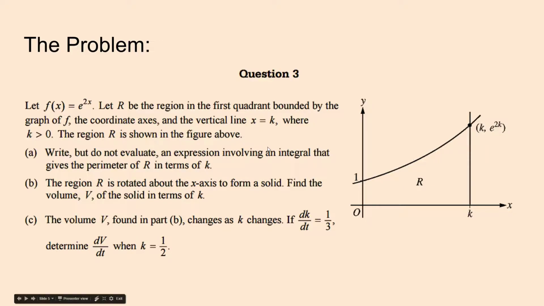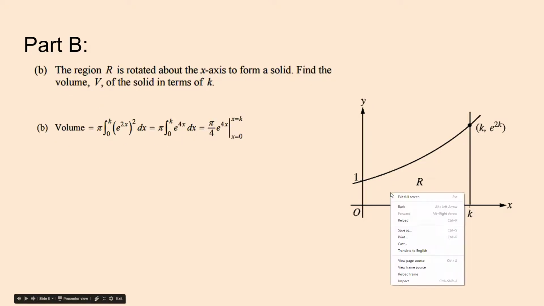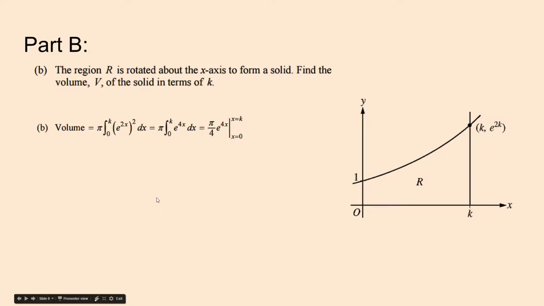Using our arc length formula, we know that the length of the curve is equal to the integral from 0 to k of the square root of 1 plus f prime of x squared dx. The derivative of f is 2e to the 2x, so our final answer is 1 plus k plus e to the 2k plus the arc length of that section. Pretty simple, right?